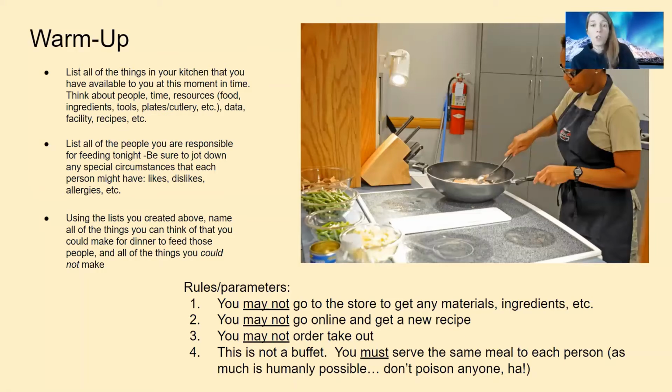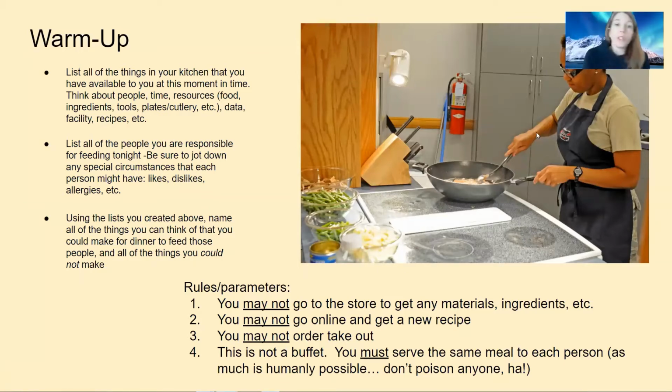But I also want you to think about it in the opposite way too. Think about some of the things that you could not make. So like, oh, my family really wants pizza, but I don't have yeast or something like that, and so I can't make pizza. So you're making two lists: things that you could make, and, thinking about it in the opposite, things that you can't make.